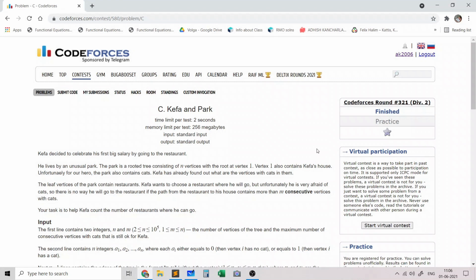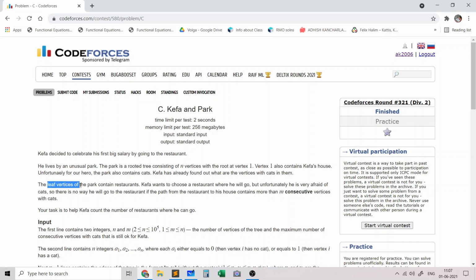So now we have understood DFS on a tree and some basic definitions in a tree. Let's look at the problem statement. In this problem, we are given a person called Kefa who has his house at vertex 1, which is the root of the tree, and he needs to visit restaurants in the tree, and the restaurants are leaf vertices.